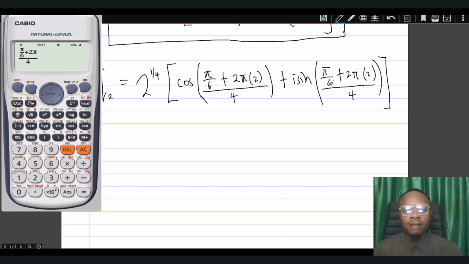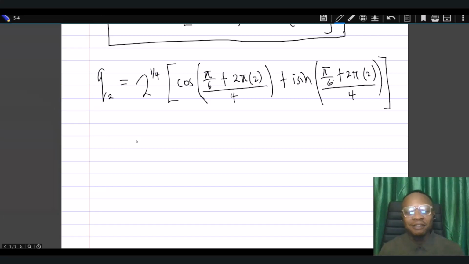We have pi over 6 plus 2 pi. So this time around, this is 2 pi multiplying 2, so this will become 4 pi. So this is 25 pi over 24. So 25 over 24 is greater than 1, so this is greater than pi. It is out of range. But let's write it. Let us write out this result first.